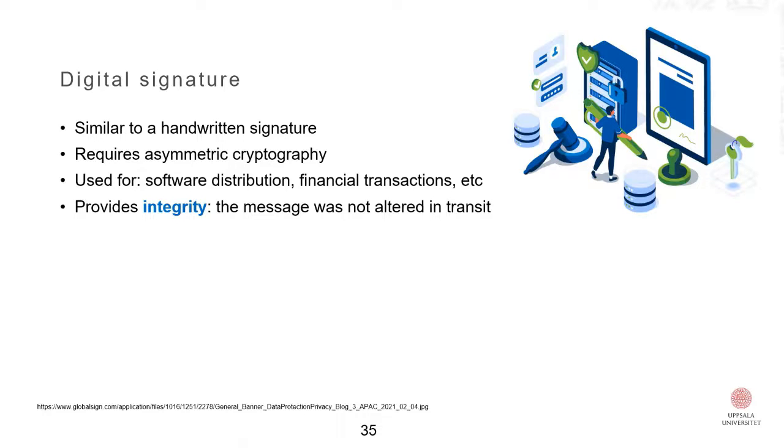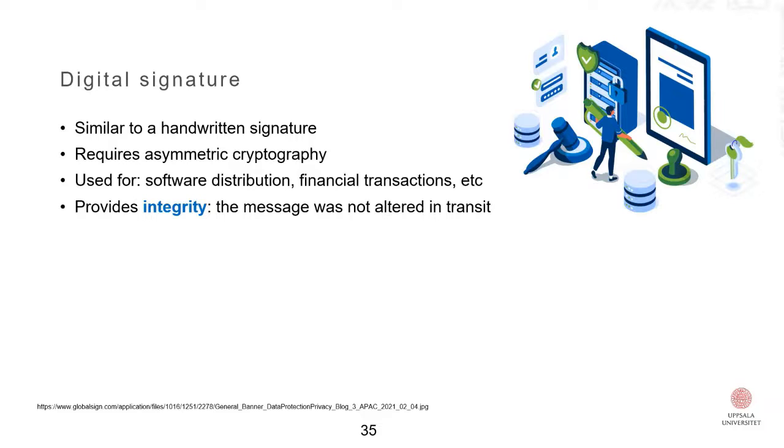And now we want to talk about two cryptography techniques that help us ensure integrity of the messages. One of them is called the digital signature, and the other one is called digital certificate. So digital signature is used to have something like a handwritten signature, but in the cyberspace. So it wants to make sure that the sender of the message is someone we want to be. And it requires asymmetric cryptography, and it is used very much for software distribution, financial transactions, etc.